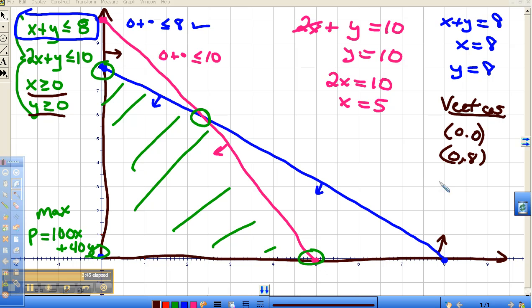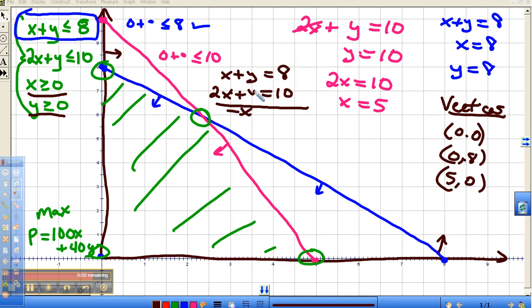So if I have x plus y equals 8 and 2x plus y equals 10, I can subtract those two equations. I get negative x, the y's go away, 8 minus 10 is equal to negative 2. So x equals 2. 2 plus what equals 8? That makes y equal to 6. So this point ends up being 2, 6.